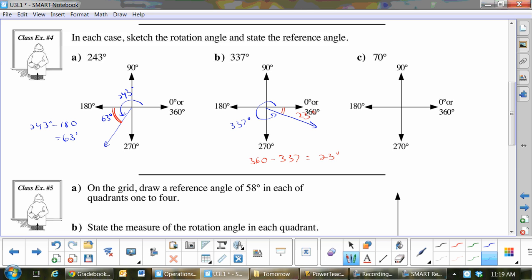Now, 70. 70 would be here. Okay? What would the reference angle be? Good. Now, just so you know, this is the angle sine. I always say that the ref angle, little angle, equals 70 as well. So then people memorize that, and they go, in quadrant 1, reference equals rotation. And it does. It always will, won't it? Because this is the rotation angle, but this is also the reference angle, right?